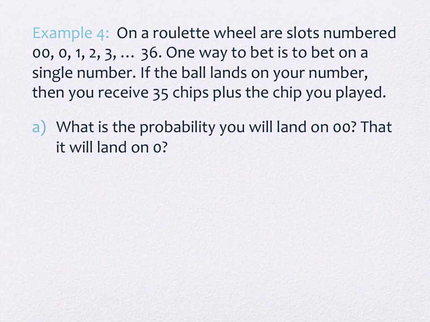If the ball lands, so you guys know what a roulette wheel looks like, right? You spin it, kind of looks like Wheel of Fortune, with the spinning thing, and then the ball lands in a specific location. So if the ball lands on your number, then you receive 35 chips plus the chip you played. So you bet 1, you get back 36, but one of them was the chip you already used to bet. So the net change in your pocket, what has changed in your world, is that you've additionally added 35 chips to your pocket.